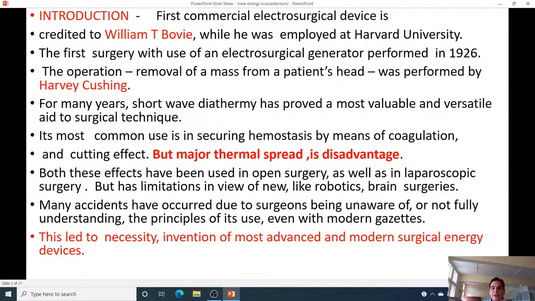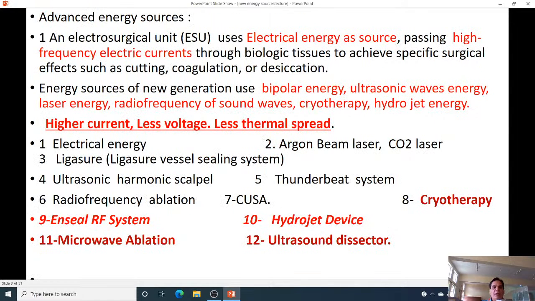The reason is imperfect knowledge or some negligence on the part of mainly the doctor, surgeon or assistant. So this has made modern gadgets necessary. This has led to the invention of the most advanced and modern surgical energy devices. Surgical energy source and energy device. Device is a machine, source is a source. Okay, so this is in short what has happened.